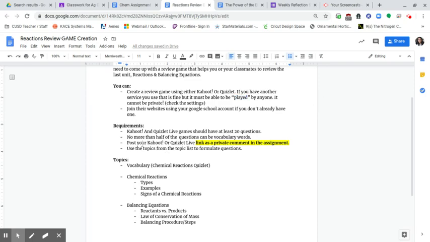No more than half of the questions can be vocabulary words. You need to post your Kahoot or Quizlet link as a private comment in the assignment. That is how I'll be grading them. And the topics from the list below are what you want to use to make your questions. I cannot stress enough, if you do not post that link in Classroom under the private comments for the assignment, I will not be able to grade it and you will not get those points. So please make sure that you post that link in the assignment when you finish your review game.